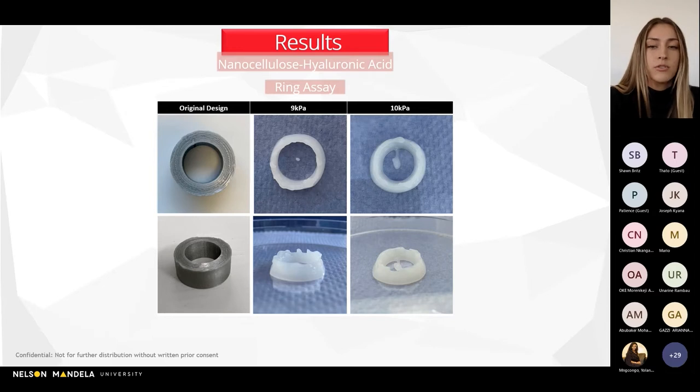Fairly consistent and uniform rings were printed at both pressures. When measured, the ring printed at 9 kilopascals maintained better height, but the 10 kilopascal print had greatest overall fidelity to the original design.